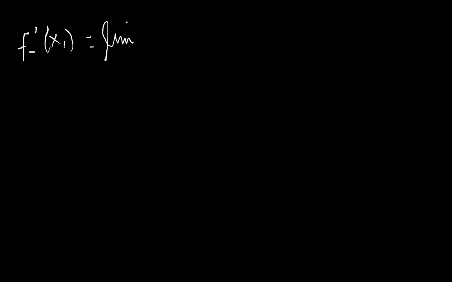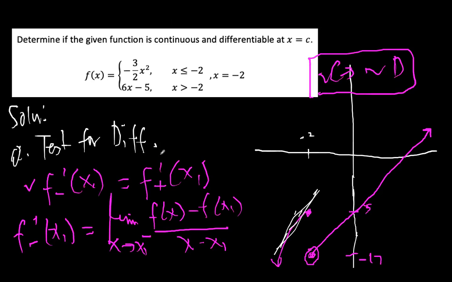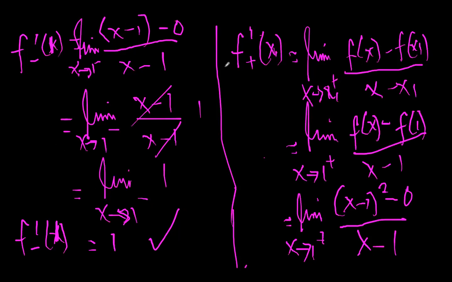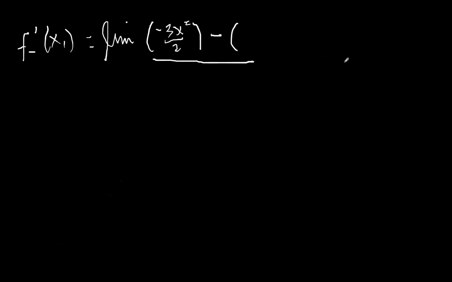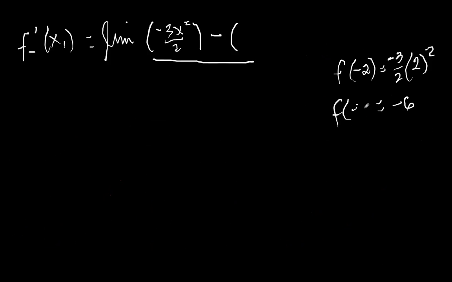Okay, so this becomes -3x squared over 2 minus... what's the value of the function? The value of the function when x is equal to -2 is this. Okay, let's solve that. So we have f of -2 is equal to -3 halves times 2 squared, which is equal to -6.